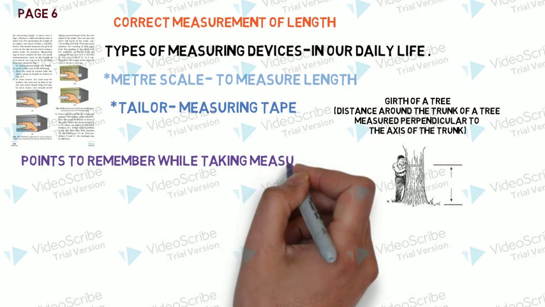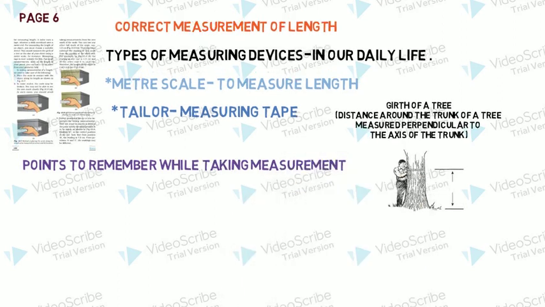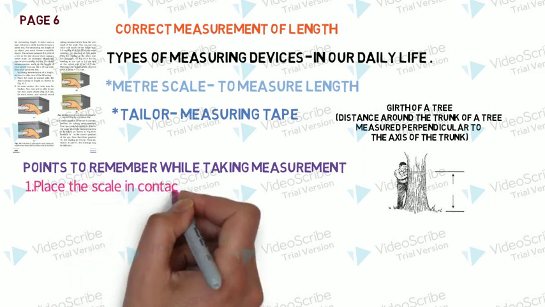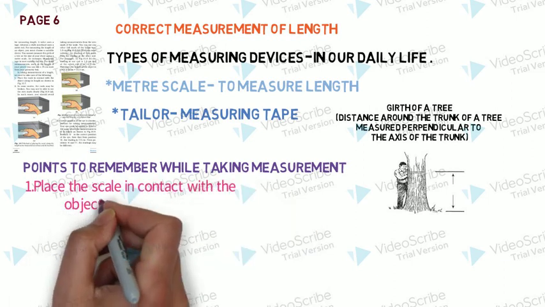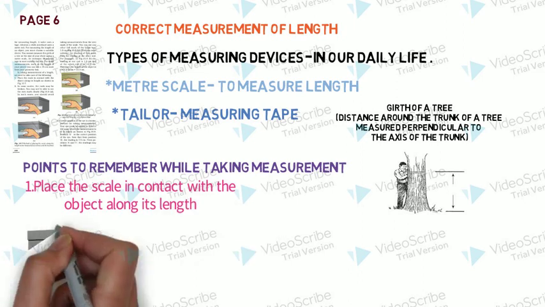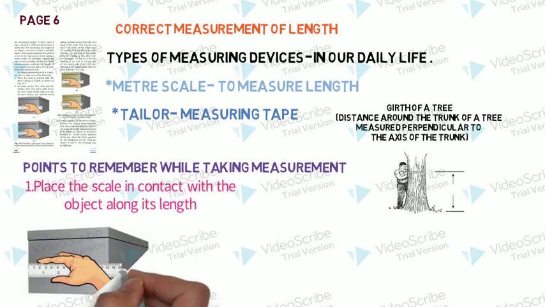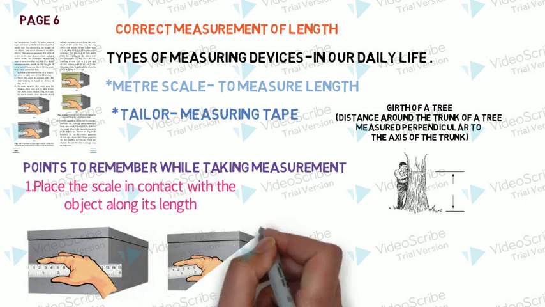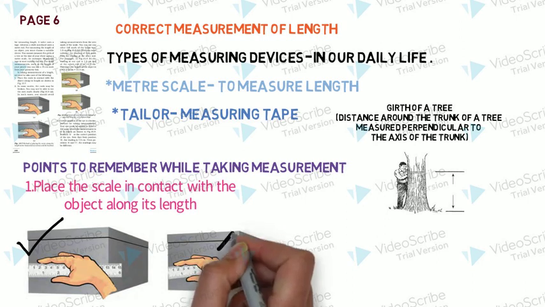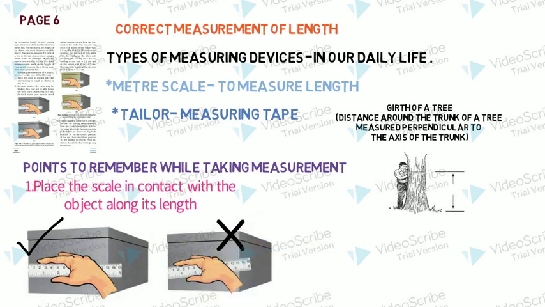Okay, points to remember while taking measurement. First point, place the scale in contact with the object along its length. Take a look at the picture, you will understand this point very clearly. Place the scale properly to get a proper measurement. The first picture is the correct one, whereas in the second picture the scale is not kept properly, so that will give you a wrong measurement.